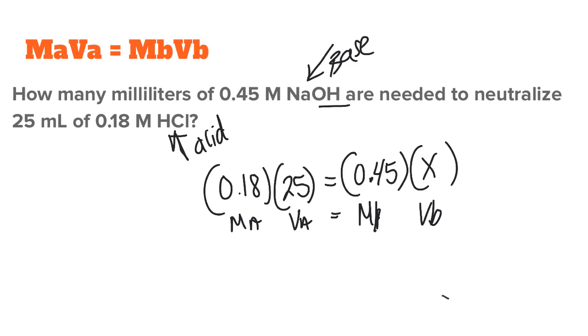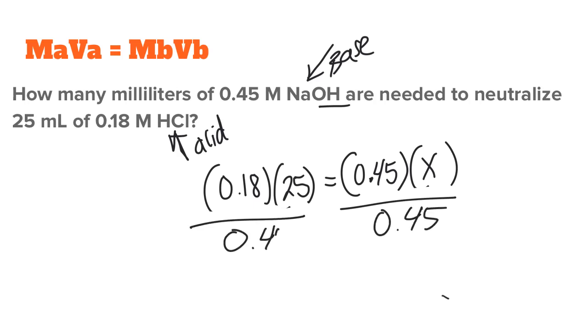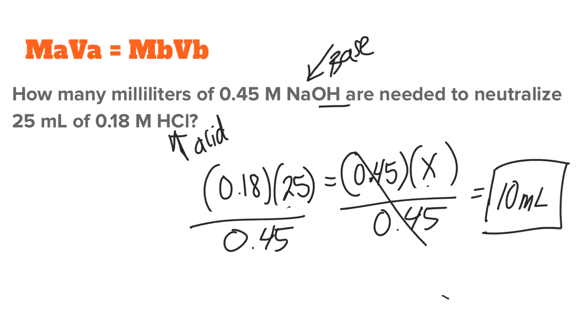So to get X by itself, what we're going to be doing is just taking and dividing both sides by 0.45. Cross those out. And then if we go ahead and take 0.18 times 25 and divide that number by 0.45, we should get 10. So what's my label? The question is asking how many milliliters, and so this would be mL for our final answer.